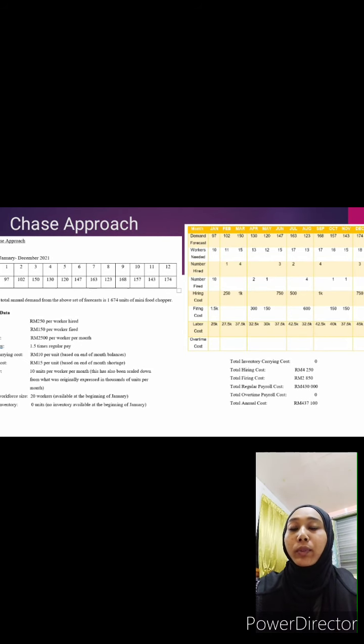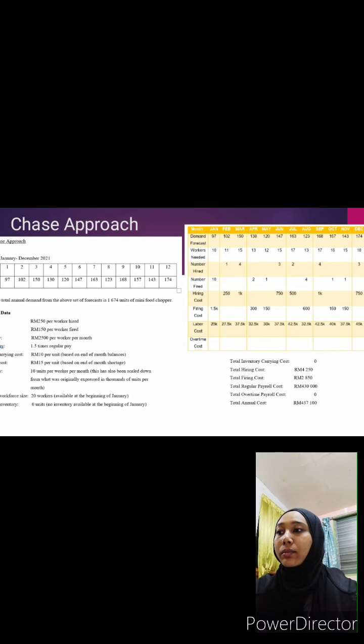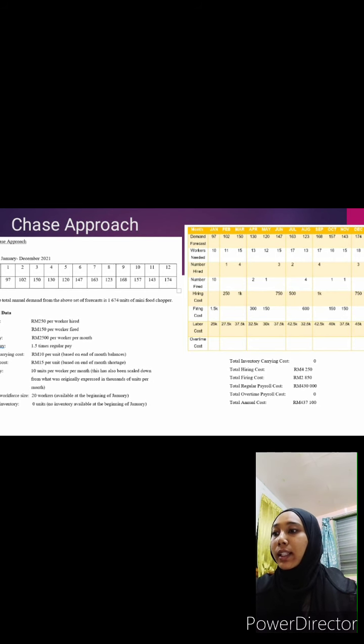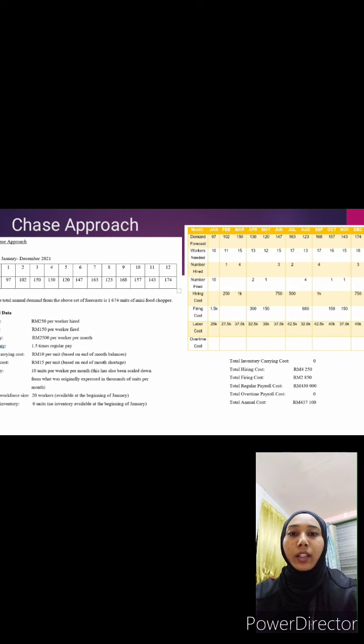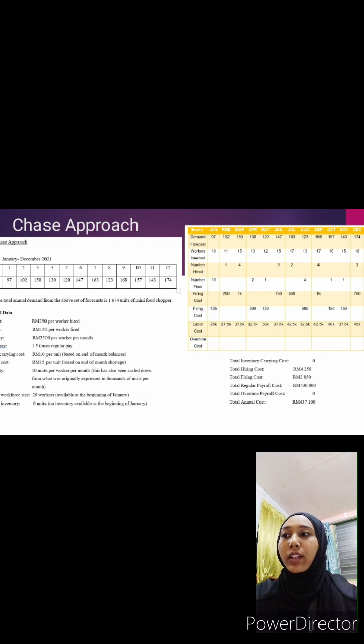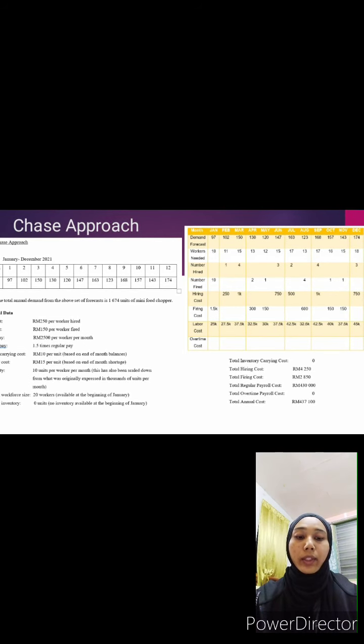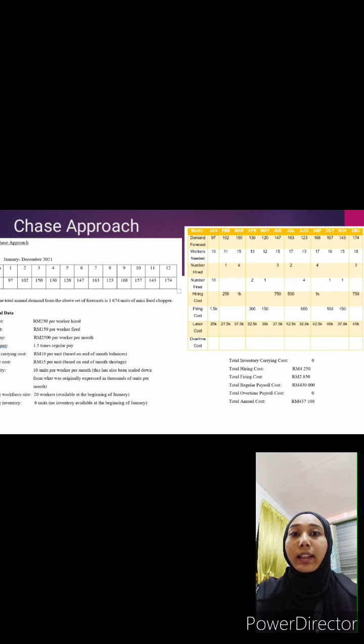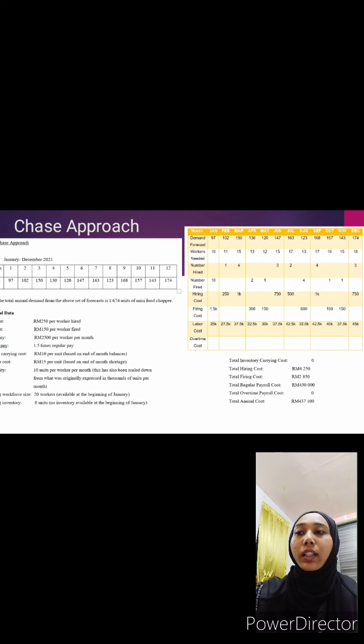In chase approach, we have workers needed. So workers needed, we just refer to the additional data, which is productivity, 10 units per worker per month. That means we just take the 97, divide by 10, then we get 9.7 and just round off that number and we get 10. So the number hired for the month of February is 1 and for March 15 minus 11, then we get 4.